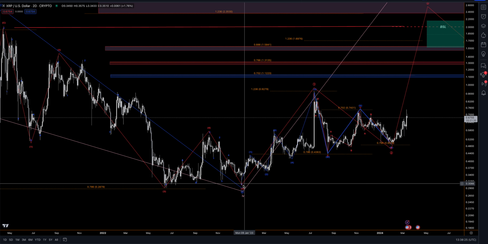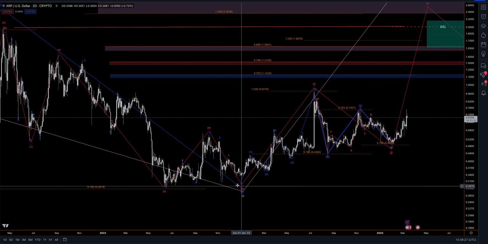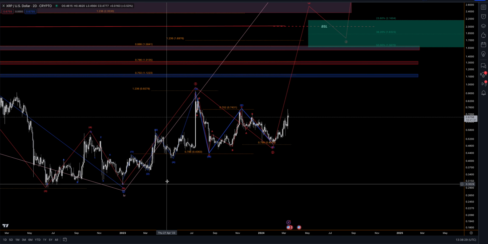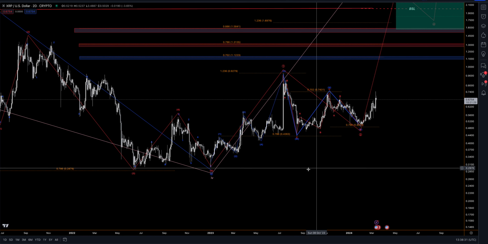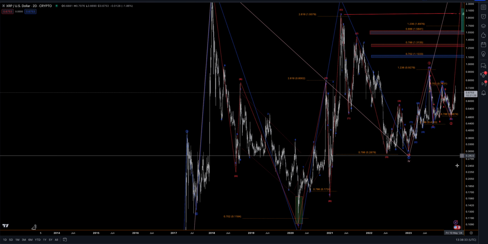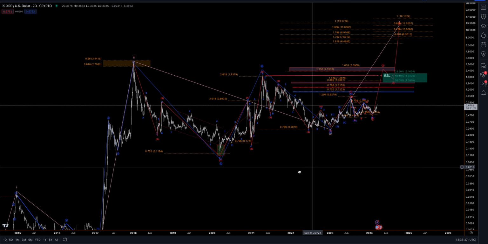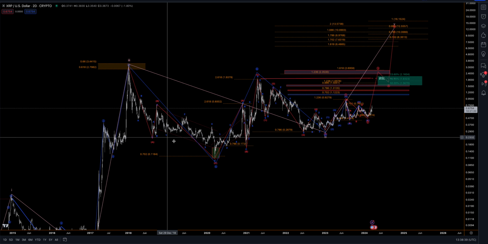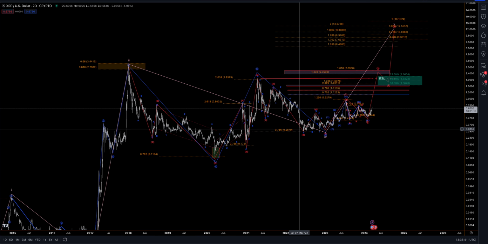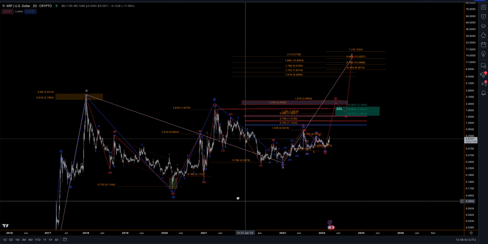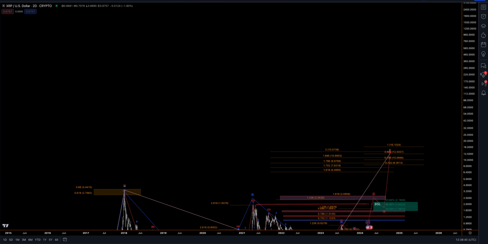This C wave marked the bottom on XRP. Now we're starting our next impulsive structure to the upside. Okay, so this correction lasted over 2,200 days, and all we were doing over here was creating a base before we start our next impulsive structure to the upside.